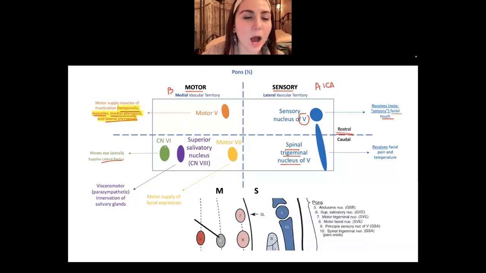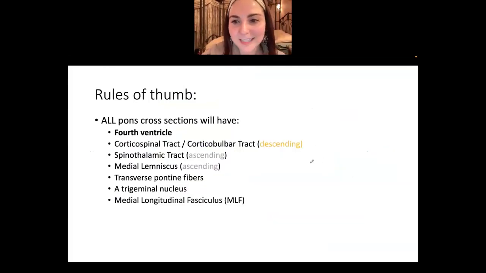And then there are 2 nuclei for cranial nerve 7. One is your motor nucleus of 7. It does the motor supply of facial expression, so it lets you actually make facial expressions. And then you also have, oh no, it's not 7, sorry, it's 8. The superior salivatory nucleus, this is innervation of the salivary glands, and it happens to be here in the pons. Fun fact. And I'll show you also when we do the cross section where that is.